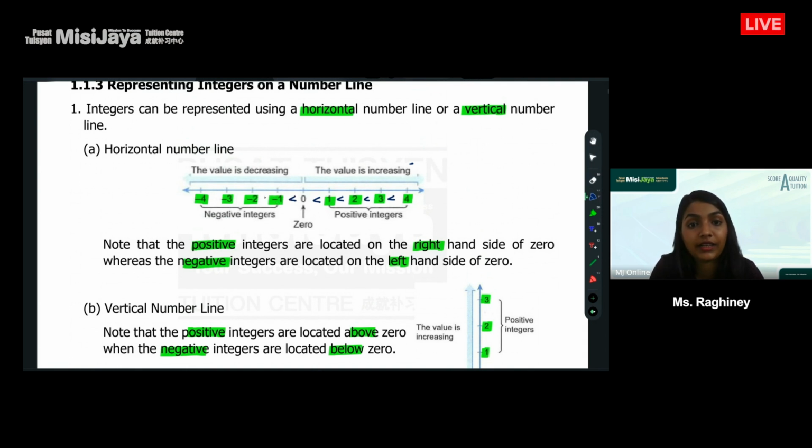-1 is greater than -2, -2 is greater than -3, -3 is greater than -4. So as we look towards the right, the number is actually increasing. We look from left to right: -4, -3, -2, -1, 0, 1, 2, 3, 4. The value is increasing as we go to the right-hand side.